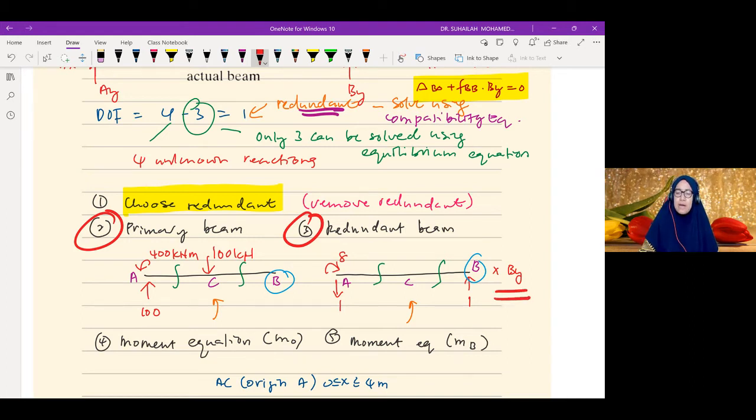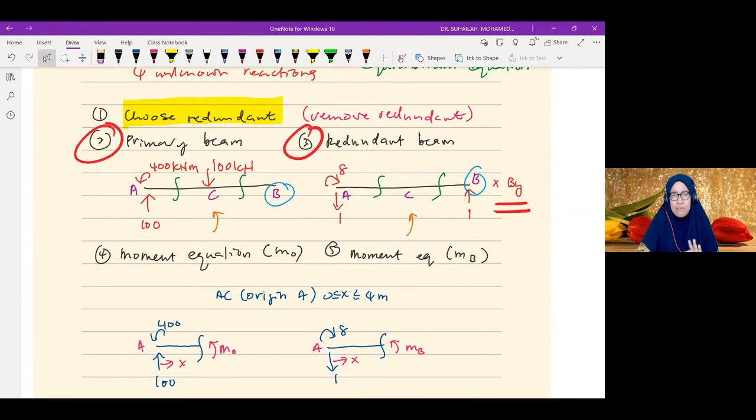Okay, so after that, what do we need to do? Once we have the primary beam and the redundant beam, we have to calculate the reactions for both diagrams. This is just a simple beam. So we get AY for the primary beam equal to 100, and then we get a moment equal to 400 counterclockwise. We also calculate the reaction due to a unit value. We get -1, and then we get a moment of 8. The moment at A is equivalent to 8.